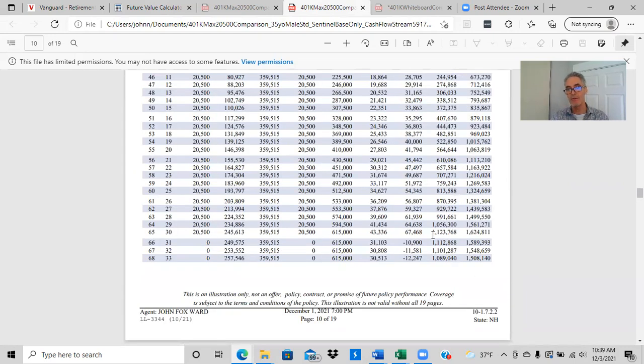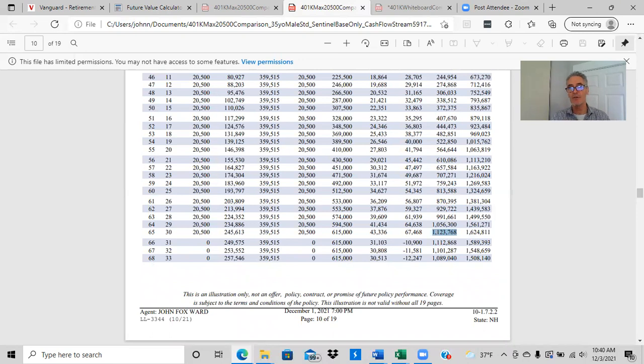And when you're 65, there's $1.1+ million in the cash value of this policy. So again, non-guaranteed, but that's your cash value. And I wanted to show you that.